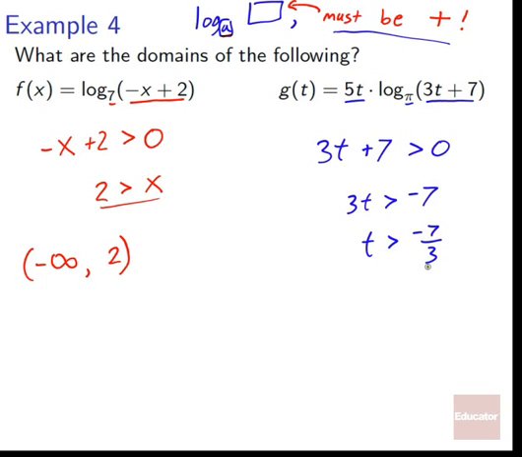So t starts at negative 7 thirds, but is not actually able to include negative 7 thirds. So it starts just above negative 7 thirds and can go anywhere larger. So it can go all the way out to positive infinity. So we've got negative 7 thirds shown with a parenthesis because we can't actually include negative 7 thirds. We can just get arbitrarily close to it, going all the way out to positive infinity. And there are our two domains.